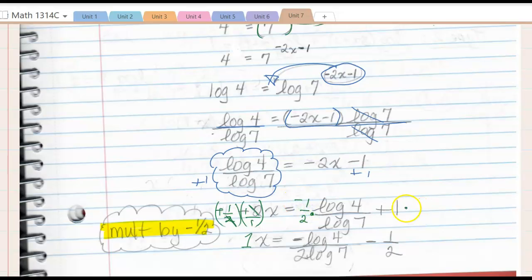Remember, I'm going to do it for all the terms, multiplying by -1/2. We can see where I'm multiplying two fractions. At the top I get -1 log of 4, and at the bottom I get 2 times log of 7. And on the +1 here being multiplied by a -1/2, I just get -1/2. So we can see here our final answer for this problem is x equals negative log of 4 divided by 2 times the log of 7, all of that minus 1/2. And that concludes this video.